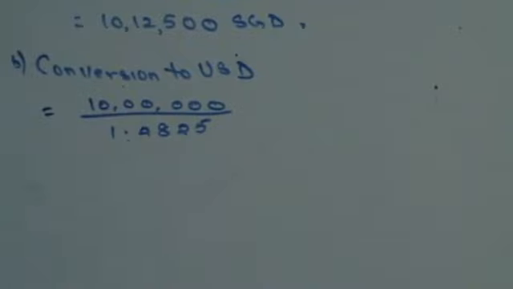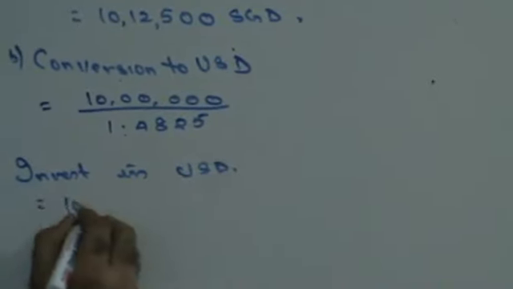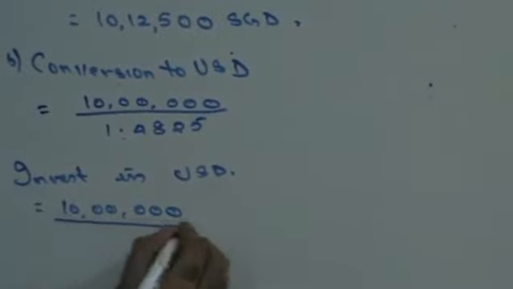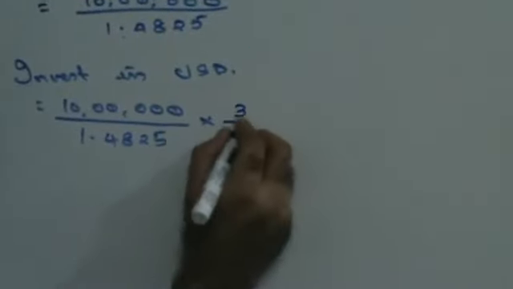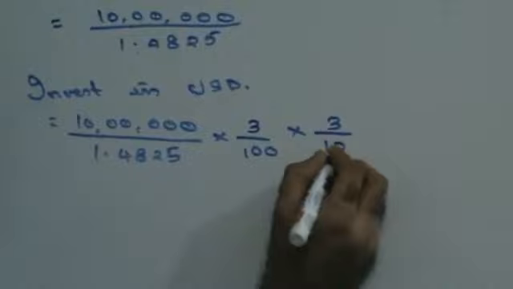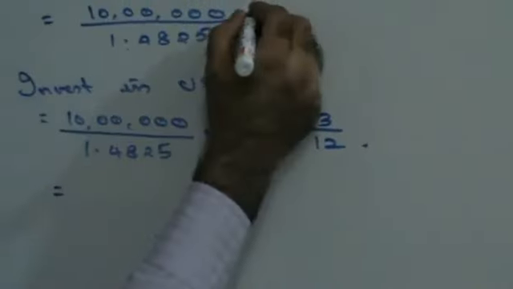You're going to invest these US dollars in a bank there. So I invest in US dollars 1 million divided by 1.4825. US interest rate is 3% for 3 months, so I'm going to get certain interest from there. Someone please calculate this and tell me first how many US dollars this is.